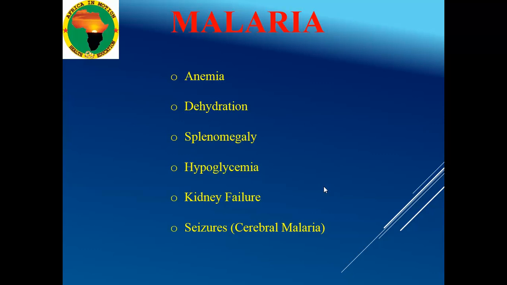1. Anemia, dehydration, splenomegaly, hypoglycemia, kidney failure, and seizures. What is anemia? It's a shortage of blood because malaria does destroy blood. Dehydration, the patient will be dehydrated because it is destroying blood, and the fever itself and the sweating that we saw in the previous part will cause the dehydration. Splenomegaly, the blood that are destroyed will go and get stored in the spleen and it gets swollen.